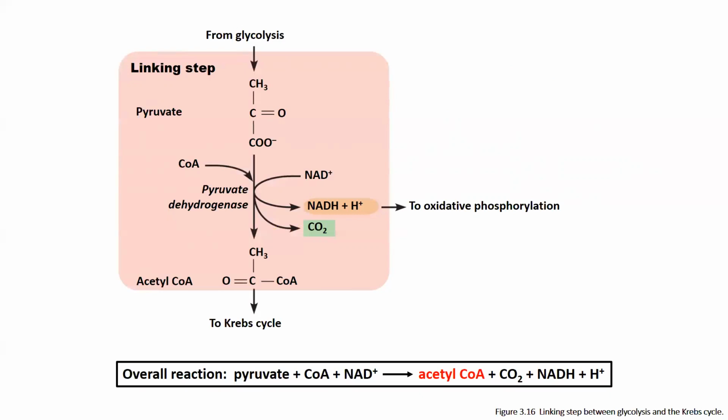So along the way, right, through glycolysis, through this linking step, even through the Krebs cycle, we're generating electrons that are going to be going to the mitochondria, and we'll talk about them. So just bear them in mind as we talk about these.